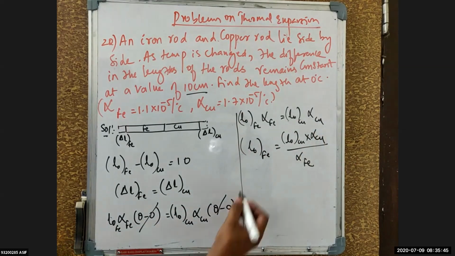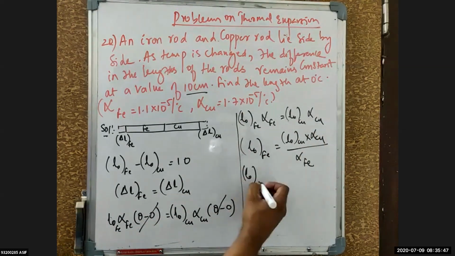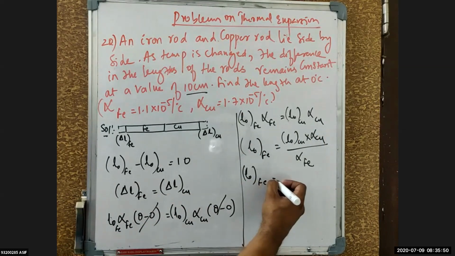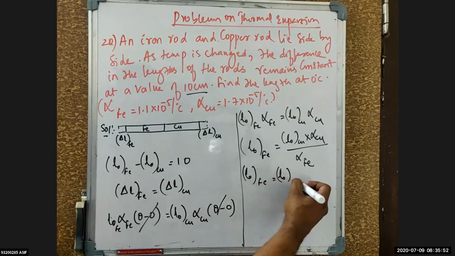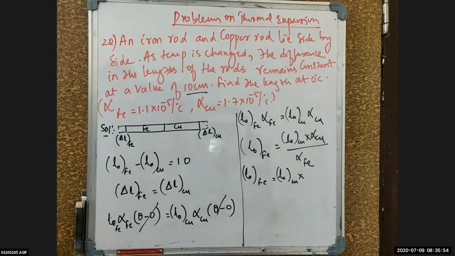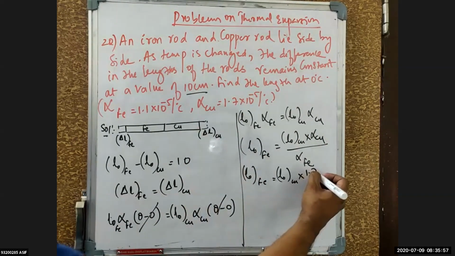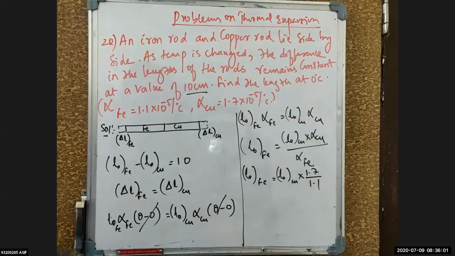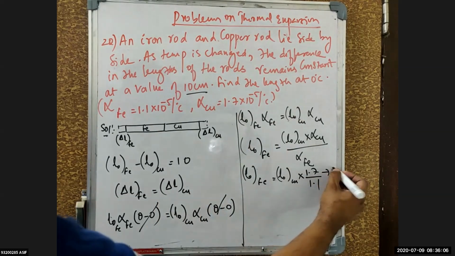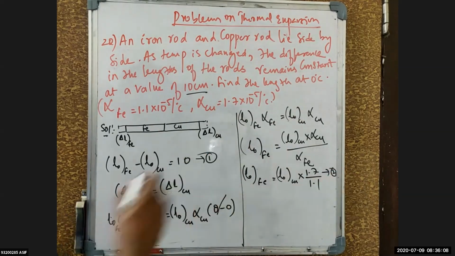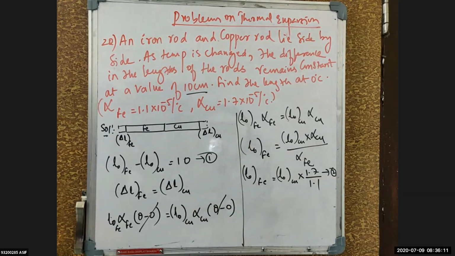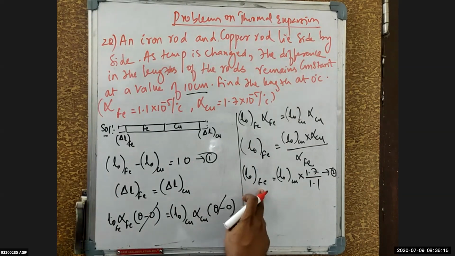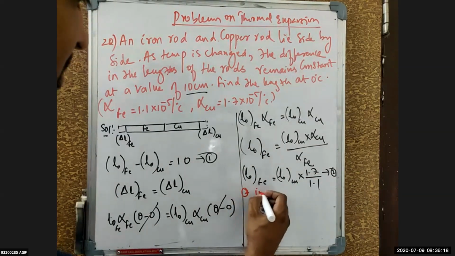Clear for me? So this one I can write as L naught of your iron is equal to L naught of your copper into alpha of your copper, divided by alpha of iron. Alpha of your copper is 1.7, the powers are the same so that will be getting cancelled, divided by 1.1. Is that clear for everyone? So this is my equation number 2, and this is my equation number 1. So from both the relations, see, I'm writing with a red pen right now. Substitute your 2 in your 1.